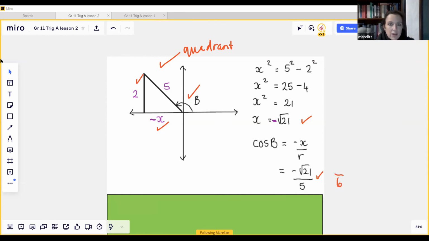So on your sketch, you had to show your angle, draw in the correct quadrant, then put your 2 and your 5 and your negative x in the right place, and then solve for x using Pythagoras, and then cos B is minus root 21 over 5. Right. Can I see how we did? What mark did we get? Please put your mark in the chat if you're comfortable.